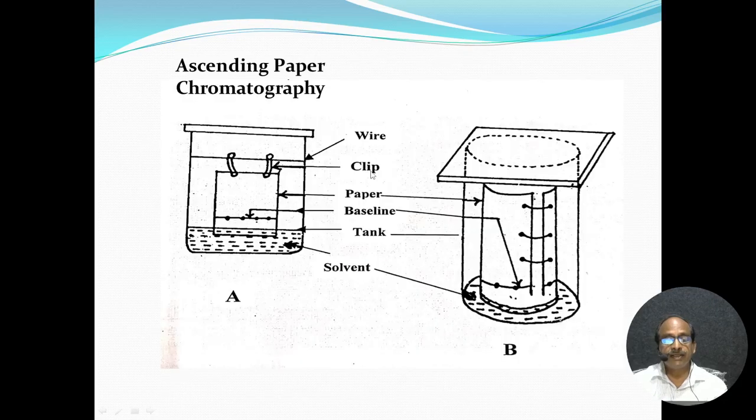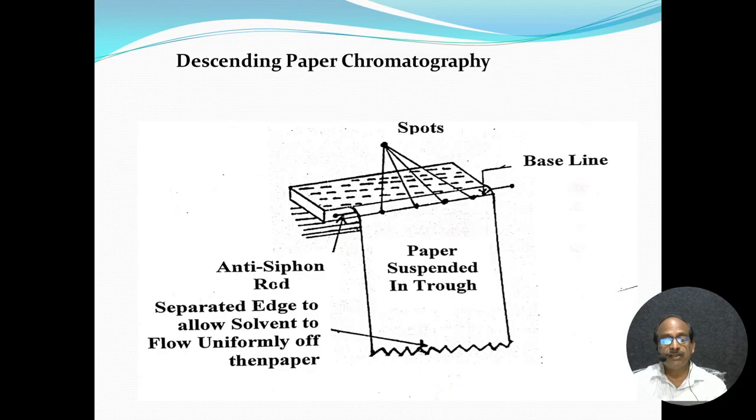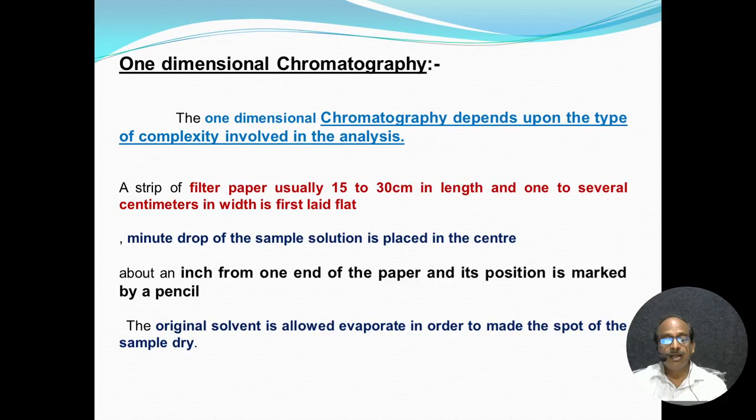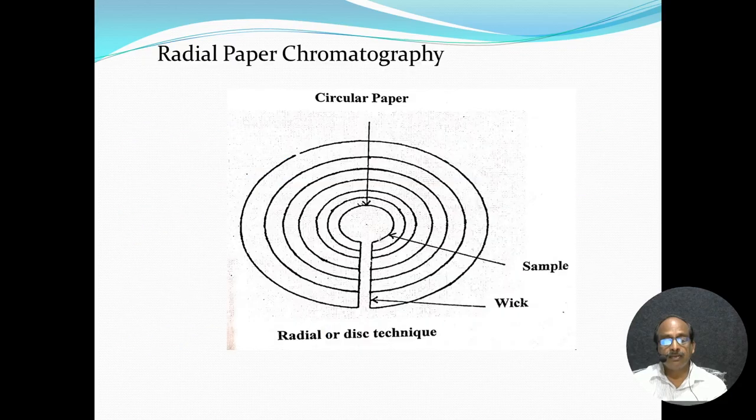These are the three techniques: one is the ascending technique, another is the descending technique, and radial paper chromatography. These are part of paper chromatography, which is the most important versatile technique.